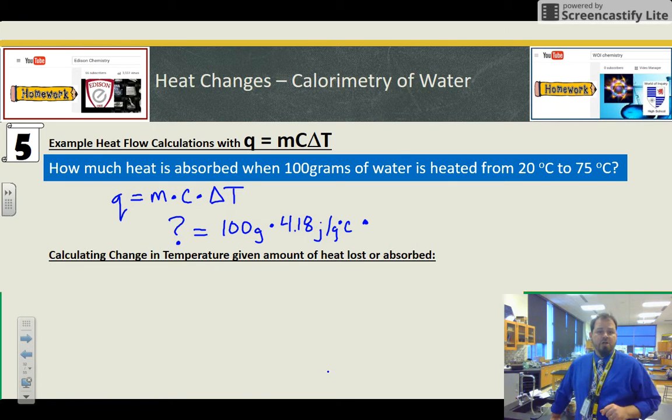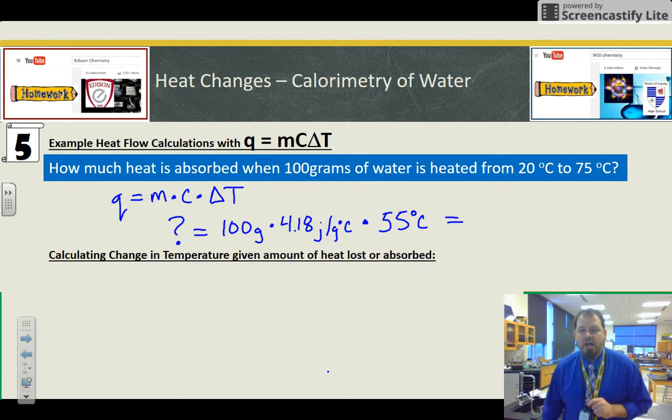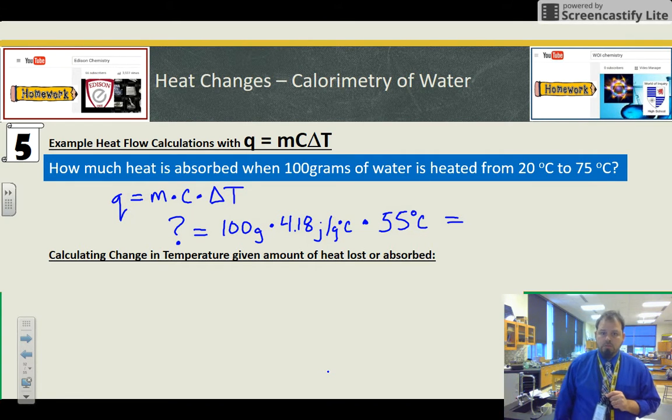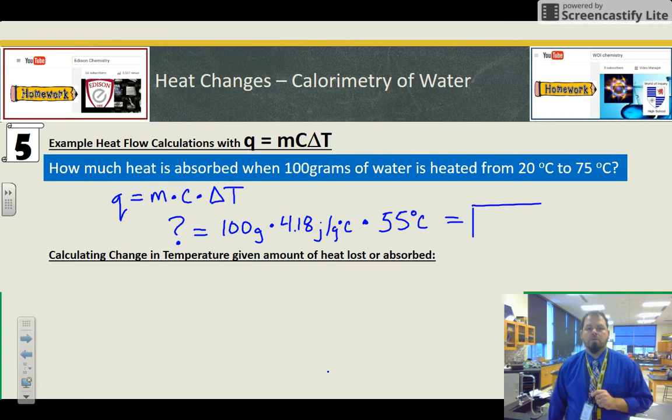Now I'm just plugging and chugging. I've got 100 grams from the problem. C is a constant, 4.18. My change in temperature goes from 20 to 75, so it's a 55 degree change in temperature. Plug and chug. We're not going to do the answer; I'm going to leave that for you guys to calculate. Put a big box there if you want. If we ignore the units, it's just multiplication.